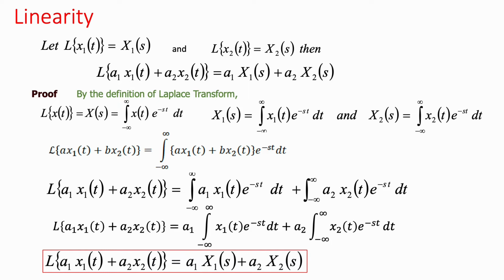From these two, you bring out the constant a1. The remaining term you will get here. Similarly, from the second term, you bring out a2. The remaining term you have is this one. So a1 you have as it is, and the remaining part is as we have written. The integral of x1 of t e power minus st dt is x1 of s, the whole thing I can replace by x1 of s. Similarly, a2 into x2 of s. So hence the property is proved.